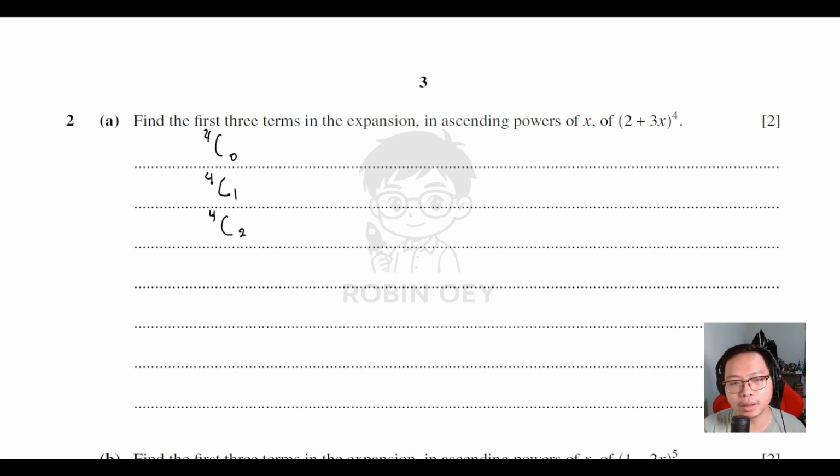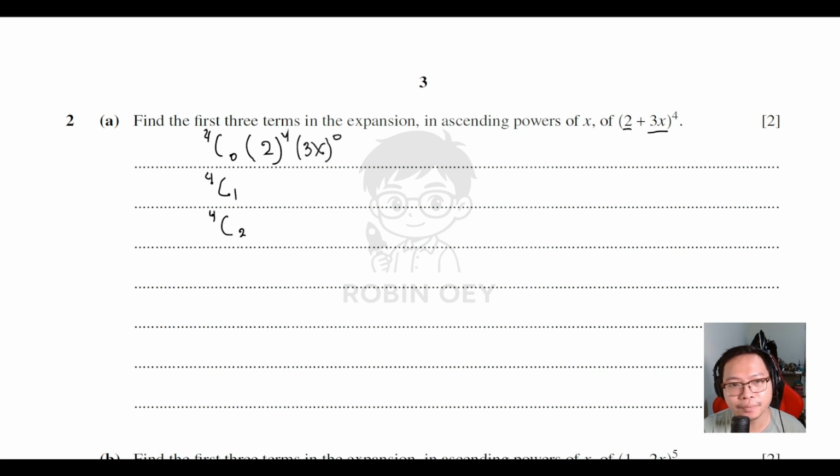So the first three terms will start from x to the power of 0. Okay, so next we just have to look at the constant and variable here. So we have 2 to the power of 4, and then we have (3x) to the power of 0. So the one with x, normally what I like to do is I will just match the exponent with the combination. Let's say the combination is for C0, then the exponent I start with 0, on the x, the variable side.